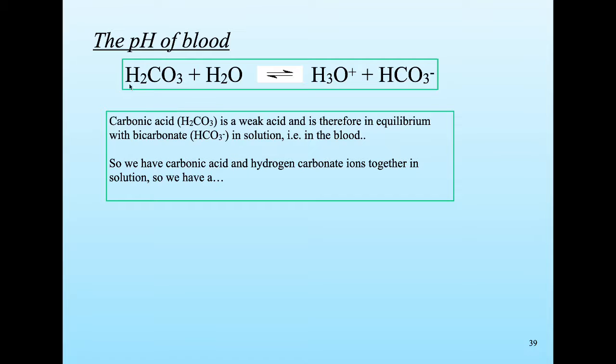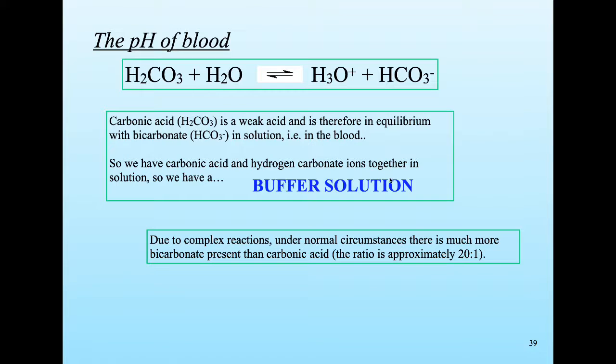Okay, we've got carbonic acid molecules and we've got hydrogen carbonate molecules simultaneously. So we have obviously a buffer solution. Now, this is biological, but due to complex reactions under normal circumstances, you've got many more, 20 to 1, more hydrogen carbonate ions than you have carbonic acid molecules.